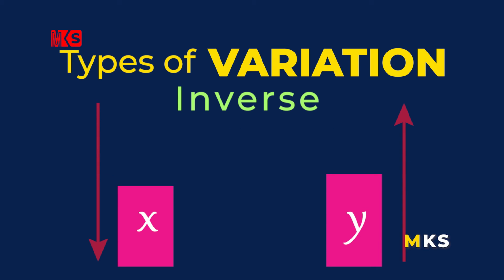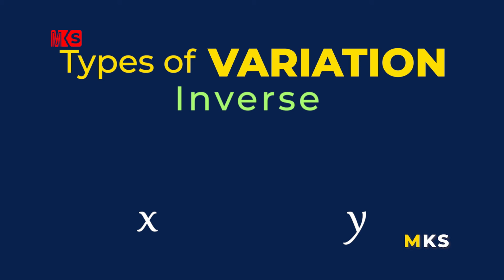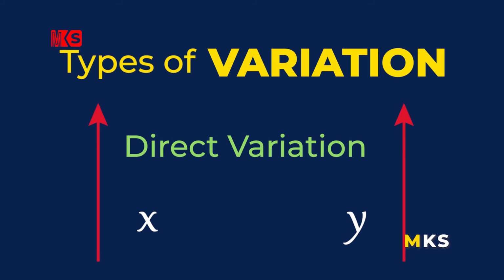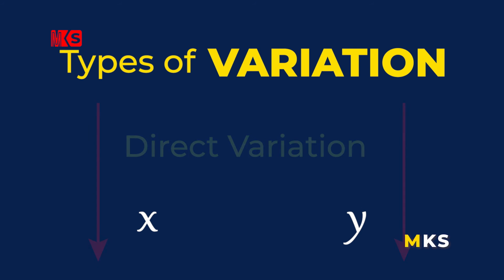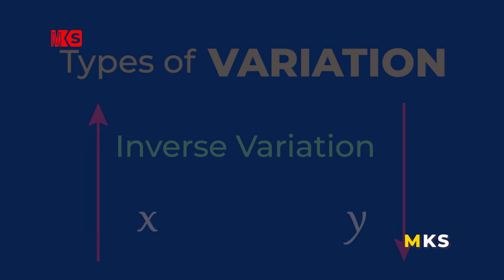If we decrease one, the other will increase. So this is called inverse, meaning opposite impact is there. Whereas in the case of direct variation, if one is increased, the other quantity will increase as well. Whereas if we decrease one quantity, the other will decrease as well. If we increase one, the other will decrease in inverse variation.